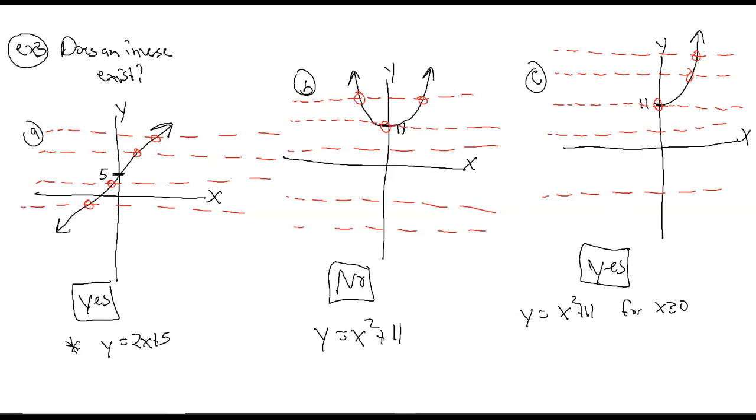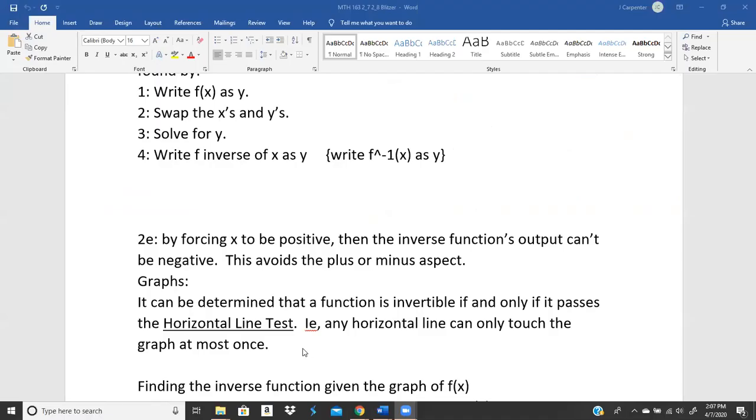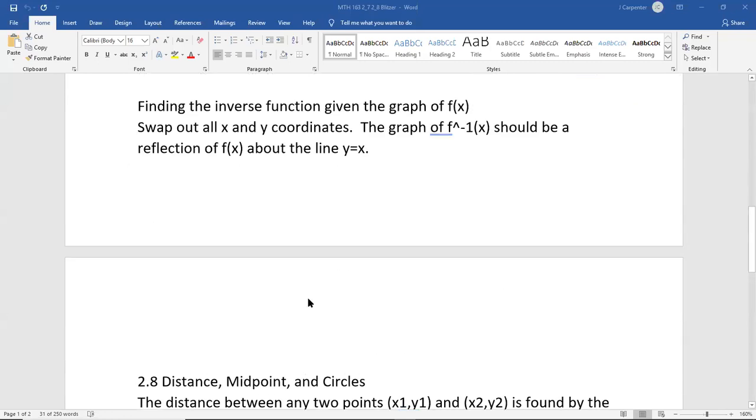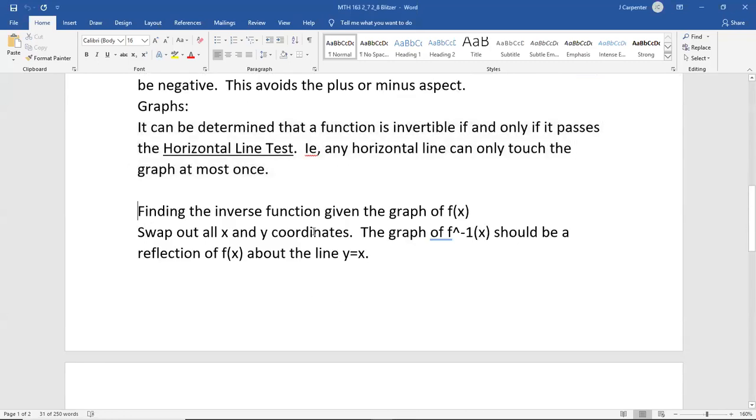Okay, new share screen. Back to this. Last topic of 2.7, finding the inverse function given the graph. We've already talked about this. It's the exact same idea as everything for inverting a function. You swap the x's and y's. If I give you an equation, you swap the x's and y's. If I give you sets of points, you swap the x's and y's. If I give you a graph, you swap the x's and y's.